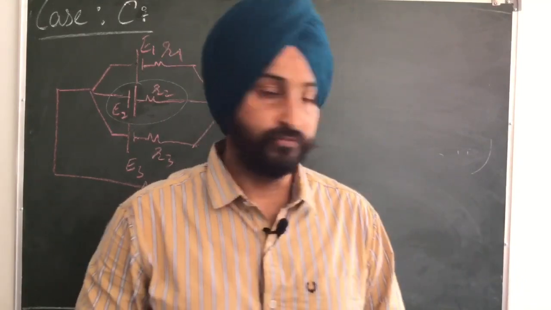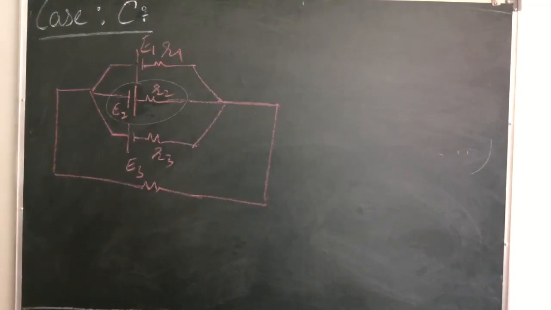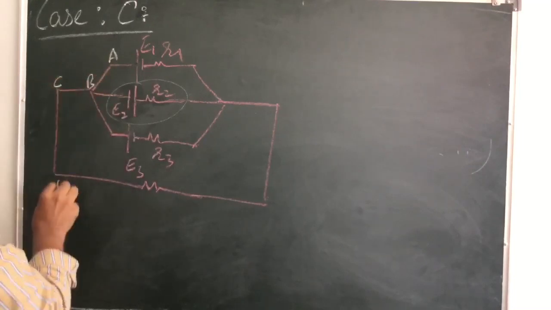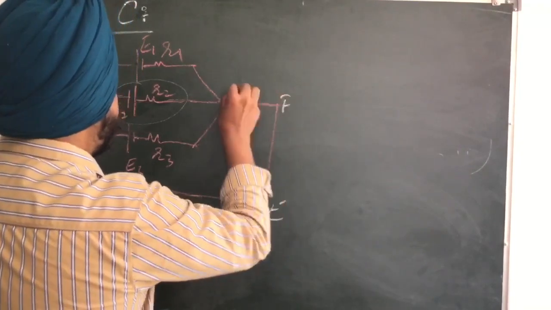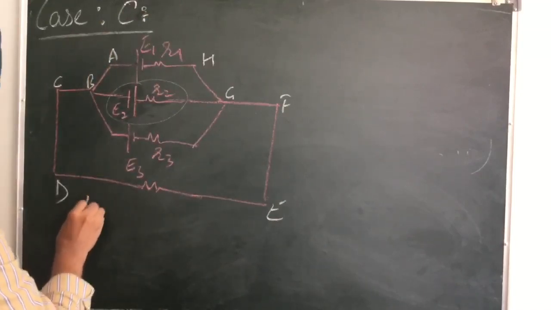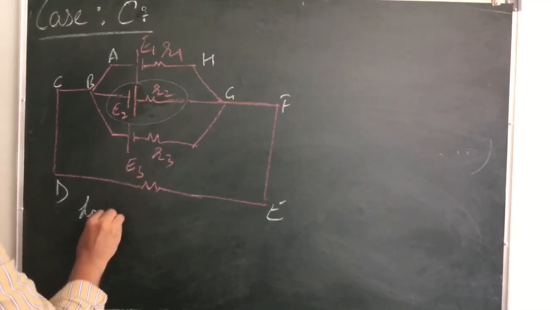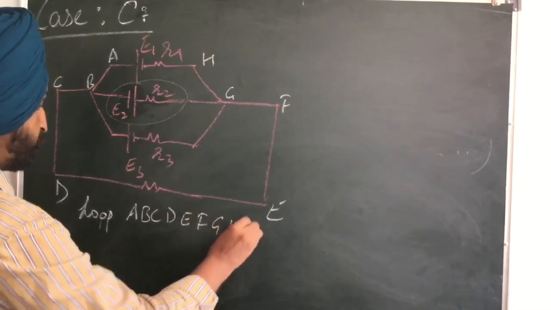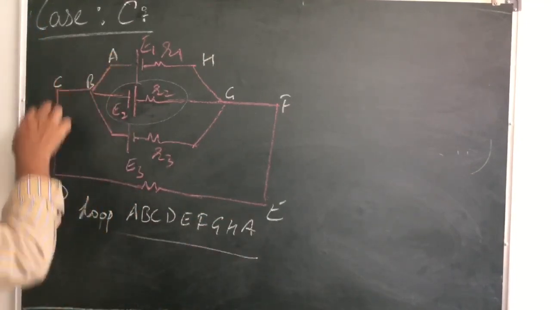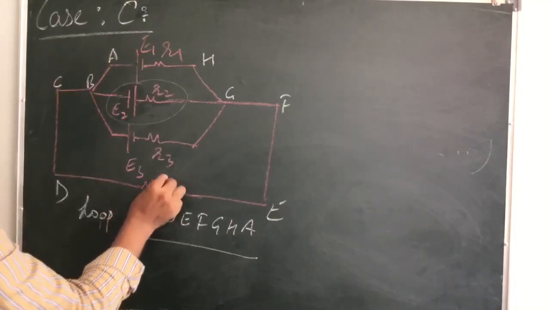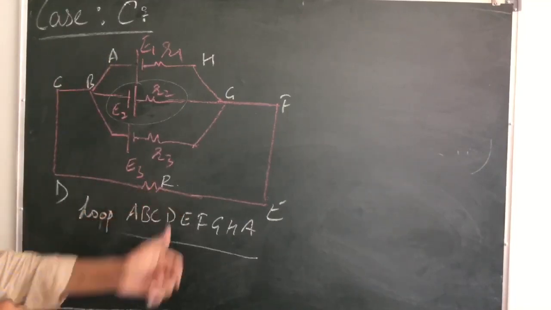So let's check out how we can do that. To apply Kirchhoff's rule, I will be naming this circuit as A, B, C, D, E, F, G, H and A. And I will be applying Kirchhoff's rule in loop A, B, C, D, E, F, G, H, A. So I am using this loop. So in this loop, if I am starting from point A, firstly I will be encountering this external resistance of R.